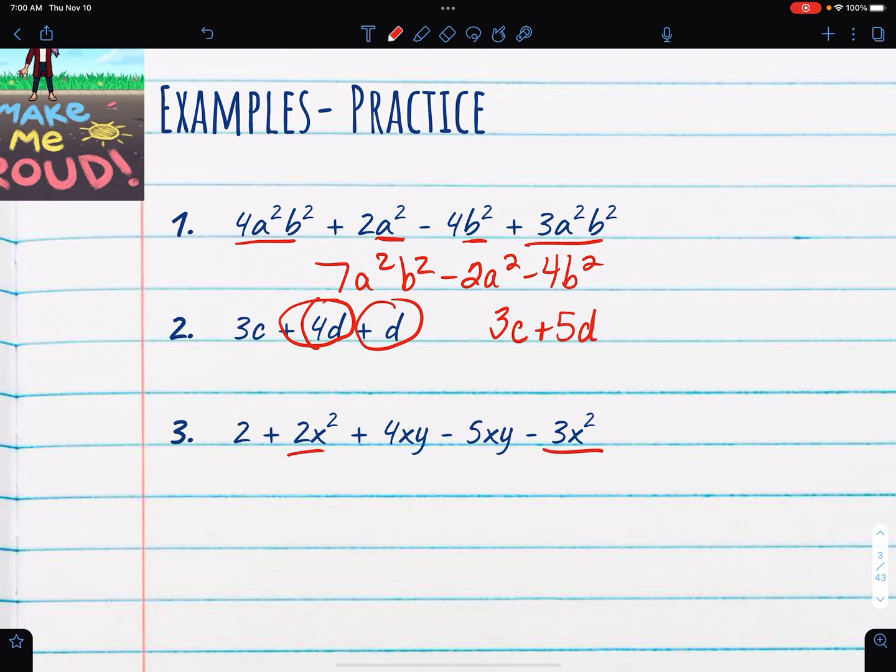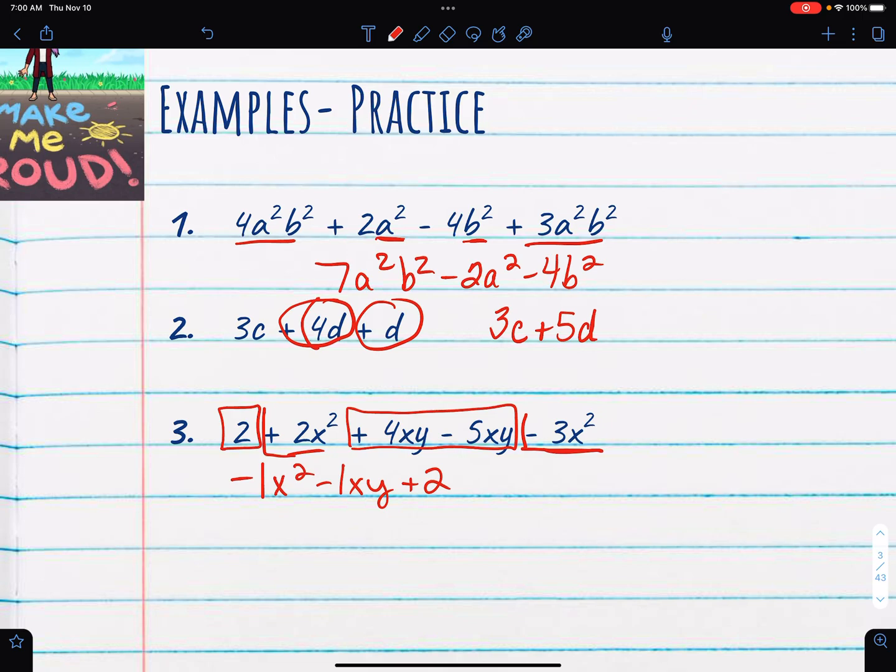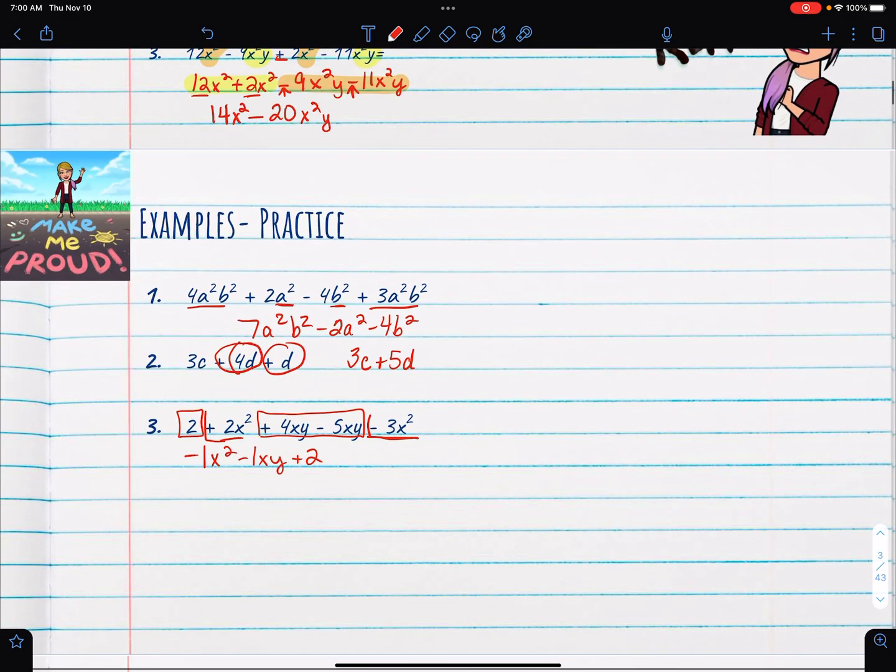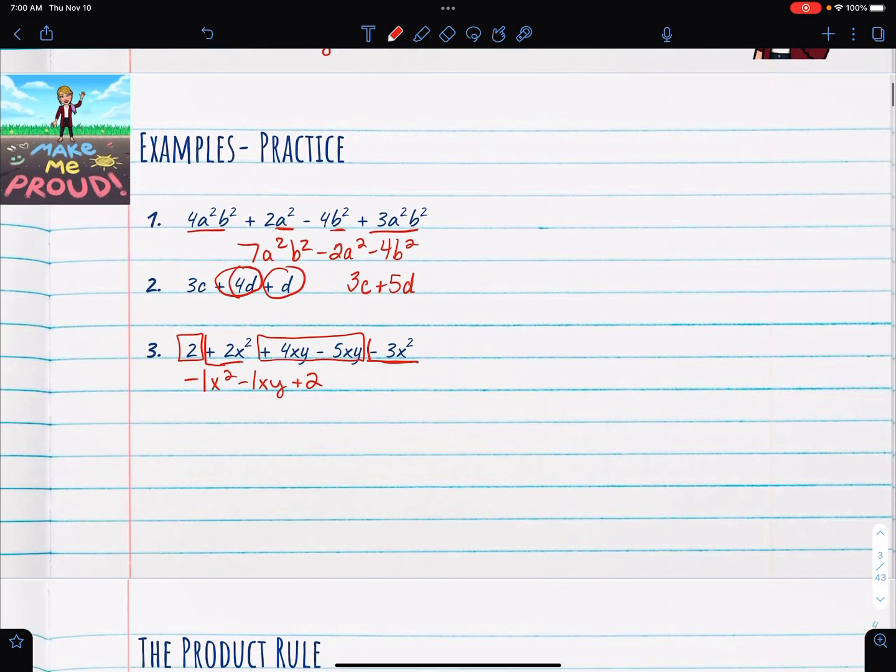I can combine these two. A +2x squared and a -3x squared makes it -1x squared. I can combine these two, +4xy minus 5xy. I'll be left with -1xy. And then this lonely guy over here is a +2. So that's your final answer for those. Hopefully you got it, understood. We'll continue to do that as we go on.